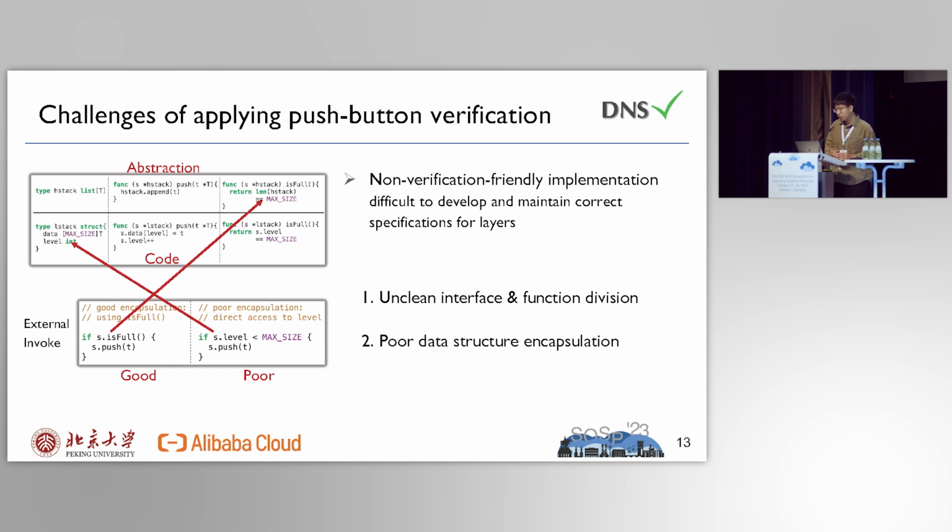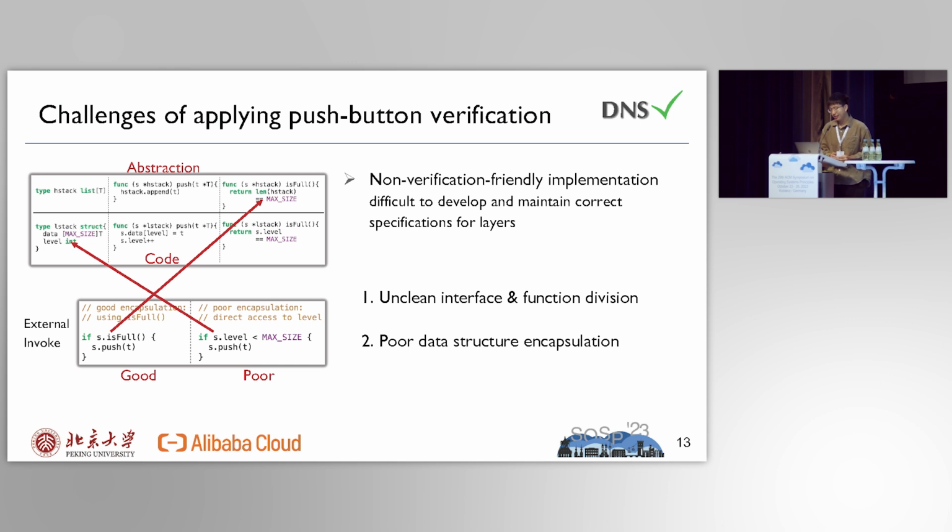Most existing approaches require internal states to be maintained by the module's own functions. For example, good encapsulation should use, in this example, the isFull function, which is abstracted, to check whether the stack is full. Thus, the internal variable level disappears from the higher layer. But in production, higher level code usually relies on the concrete data types for interaction.